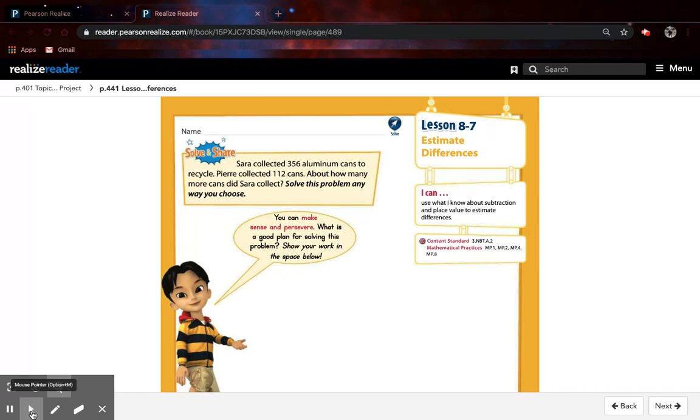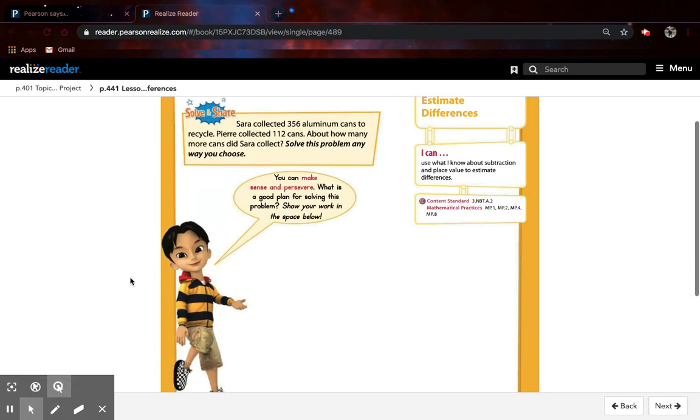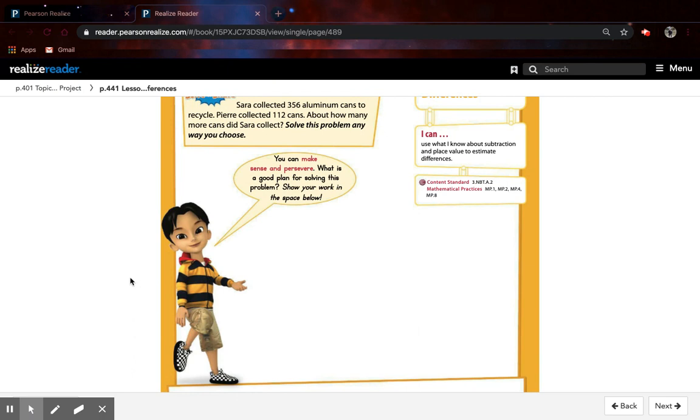So we're doing subtraction instead of addition. Our solve and share says, Sarah collected 356 aluminum cans to recycle. Pierre collected 112 cans. About how many more cans did Sarah collect? Solve this problem any way you choose. So, Sarah collected 356 and Pierre collected 112.